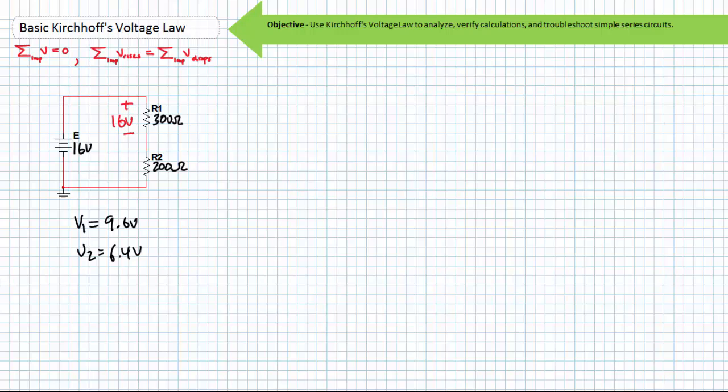Given an observed voltage drop of 16 volts across R1 and an expected voltage drop across R2 of 6.4 volts, we are in clear violation of KVL, because 16 volts does not, nor ever, equal 16 plus 6.4, or 22.4 volts. What is your instinctual response to this situation? Pause the lecture if you want to and think about this. What is your next step?